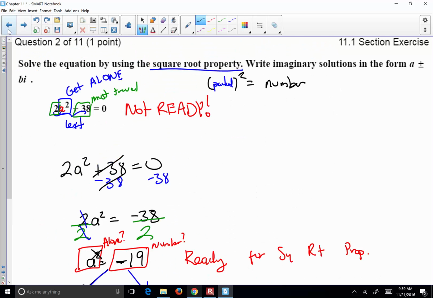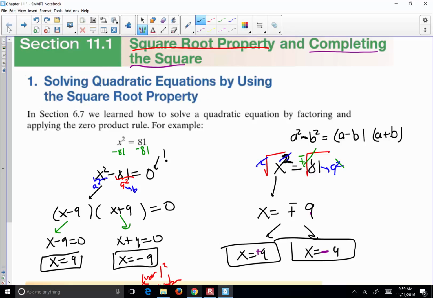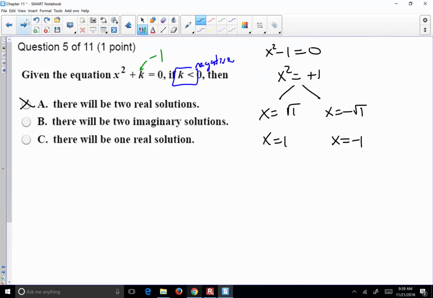Alright, first half of the session is over. Are you okay with the square root property? Okay, let's tackle the hard part now. Completing the square is coming up next.